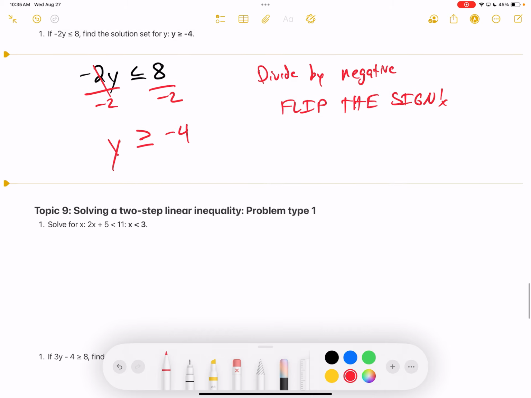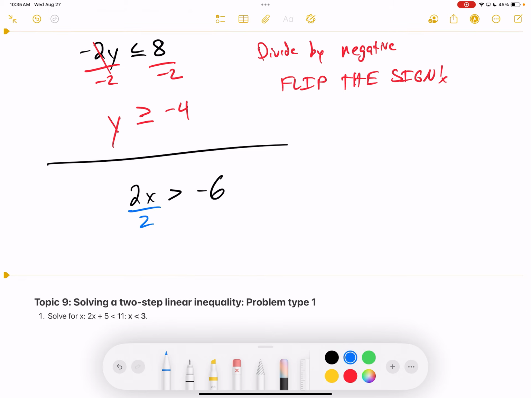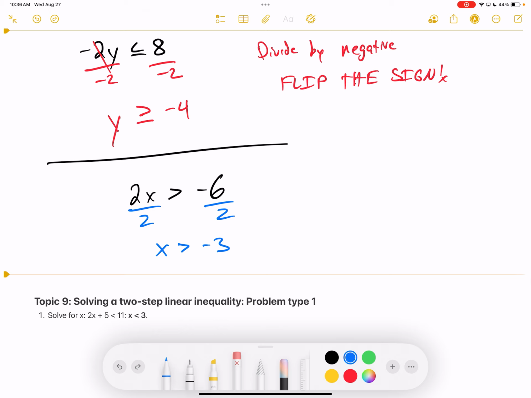Okay, so you divide by a negative, you flip the sign. One thing I do want to note here, just another problem. If I have 2x is greater than negative 6, when I divide this one, I'm dividing by positive 2, okay? So it's a negative number divided by a positive. It's what you divide by. So on this one, I do not flip the sign because I'm dividing by positive 2. It's only when you divide by a negative that it flips the sign.